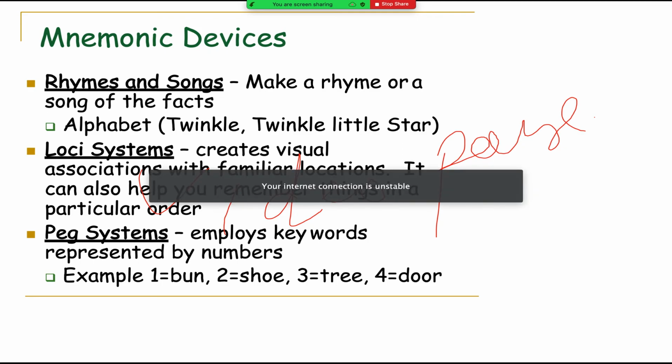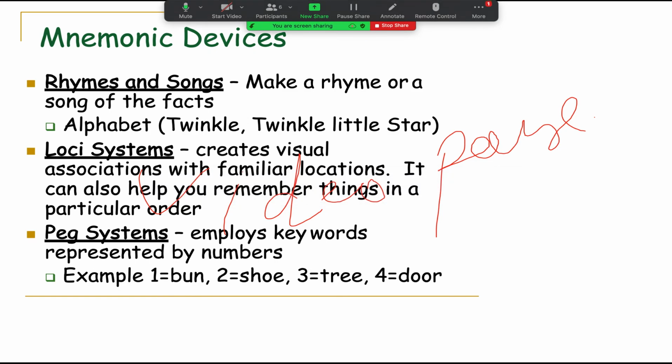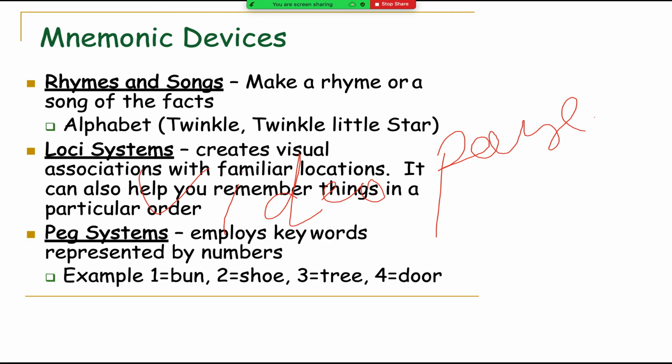It's nice. Similarly, the loci system. In that, you create visual associations with familiar locations, which can help you remember things in a particular order. Then there is something called the peg system. In the peg system, you employ keywords represented by numbers. For example, there is a bun in the shoe under the tree close to the door. You put them in numbers like one, two, three, four. One represents the bun, two represents the shoe, three represents the tree, and four represents the door.